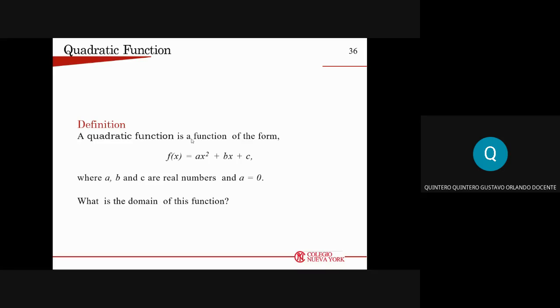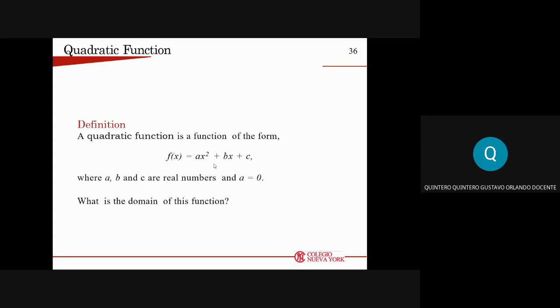A quadratic function is any function of the form ax squared plus bx plus c. Now, these a, b, and c, these three, are any possible number that you can imagine. A, B, and C are real numbers. Every single possible number that you can imagine. These can be decimals or negatives or fractions or maybe even roots. This can be any number that you imagine. If you have something like this, you have a quadratic function.